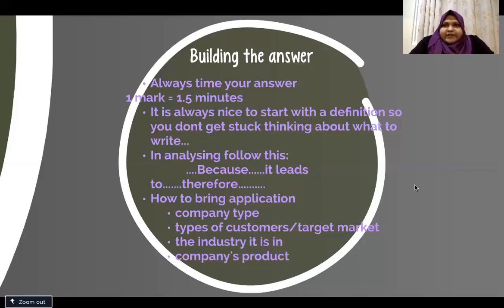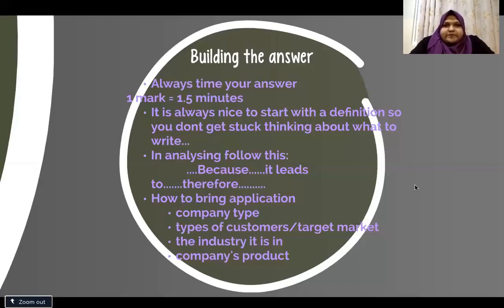How to bring the application? When you read the case study, you should think about what type of company this is, what its customers are, what their target market is, what industry it is in, and the company's product. While writing the answer, make sure you bring this into your answer. That is application. Writing the company's name here and there will not give you any application marks. You have to refer to the product, the industry, the customer, and so on. That's how you actually get the application marks.